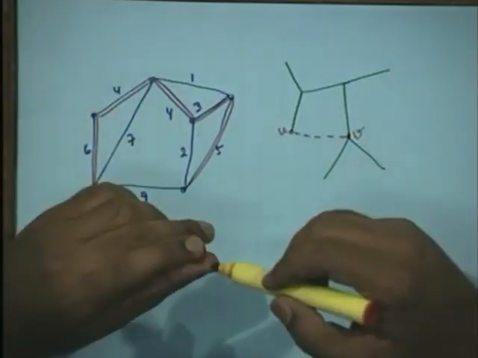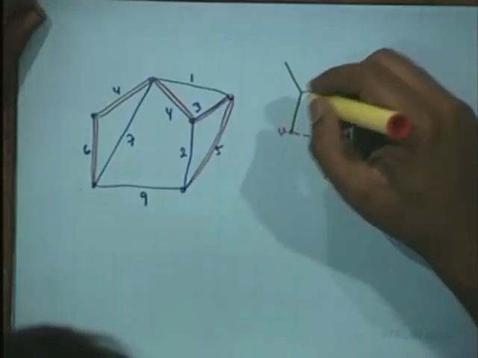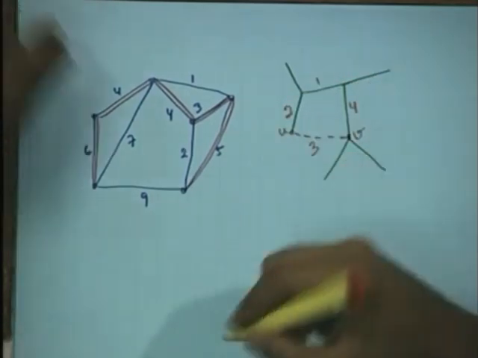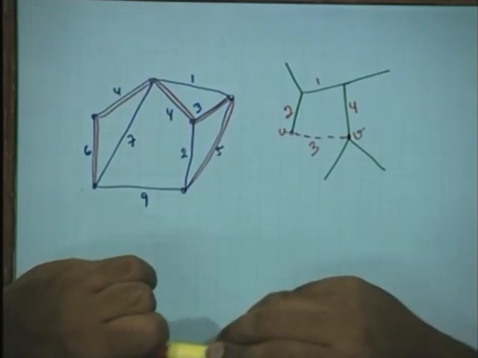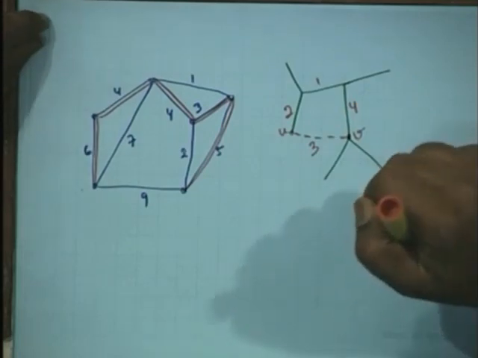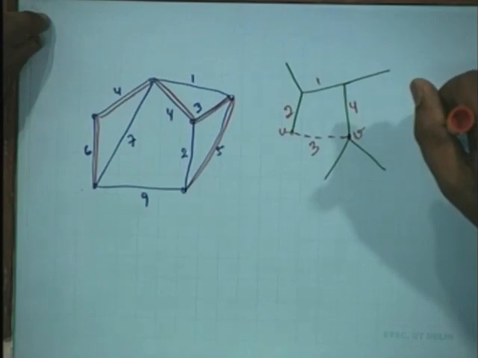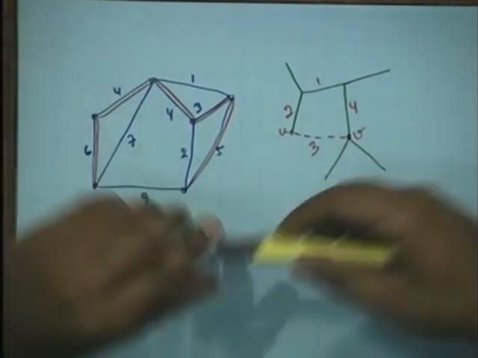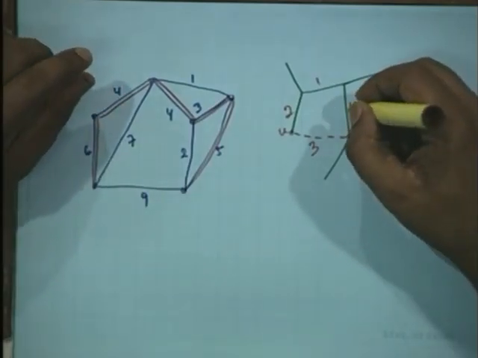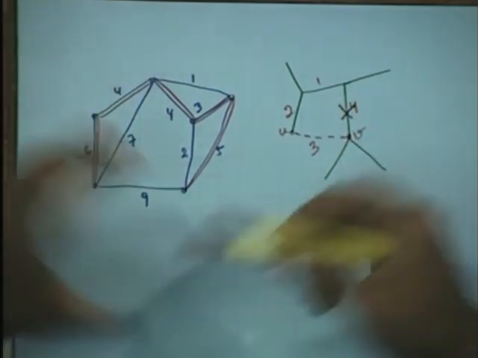Now in this cycle, suppose the edges have a certain length. मान लीजिए इस एज की लेंथ 3 है, इसकी 2 है, इसकी 1 है और इसकी 4 है. ठीक है. Now what can I do? I can include this edge and drop the edge of length 4. Will that continue to be a tree? If I were to drop this edge, will it remain a tree? Why would it remain connected?